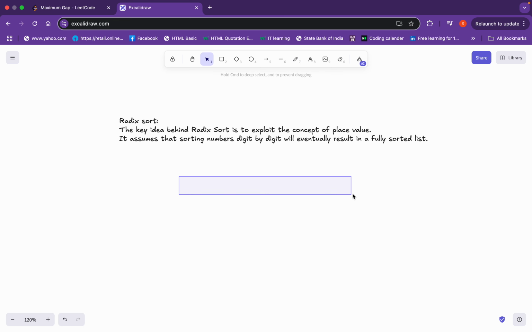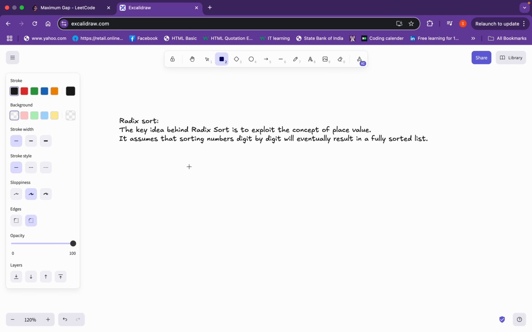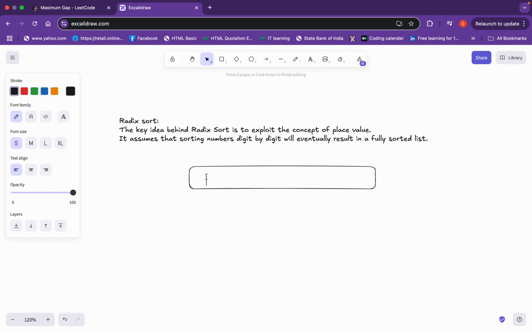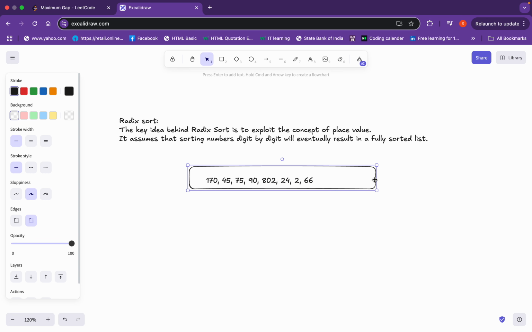So let's take an array. Let's say it has 170, then 45, then 75, then 90, then 802, then 24, 2, 66. Now, as we all know, Radix Sort would sort the elements using each digit place's values.